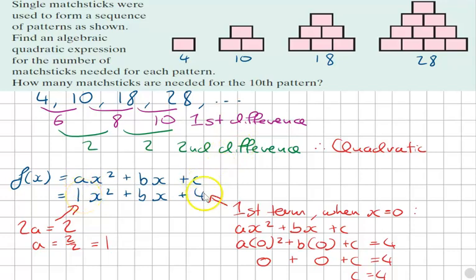We also know what the plus c is at the end because we just take the first term, which is 4, and that's when x is equal to 0. So ax squared plus bx plus c, replacing the x's with 0, we get a times 0 squared, which is 0, plus b times 0, which is 0, plus c is equal to 4. So simplifying, c is equal to 4. So we finish with plus 4 at the end of our function.